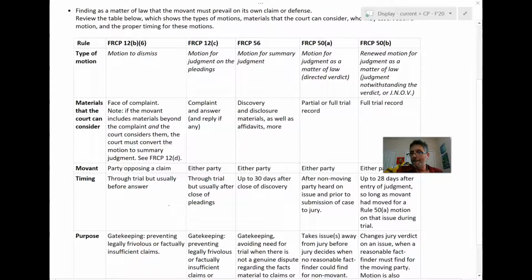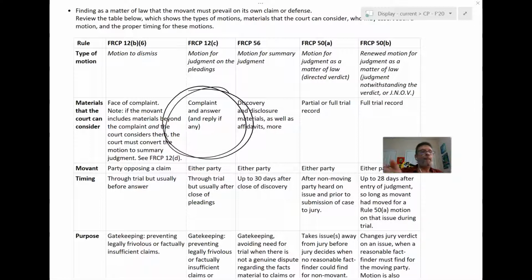Now, sometimes a defendant might move for judgment on the pleadings, right? So when the pleadings are closed, the judgment on the pleadings is based on just the pleadings, the complaint, the answer, and the reply, if any, right?